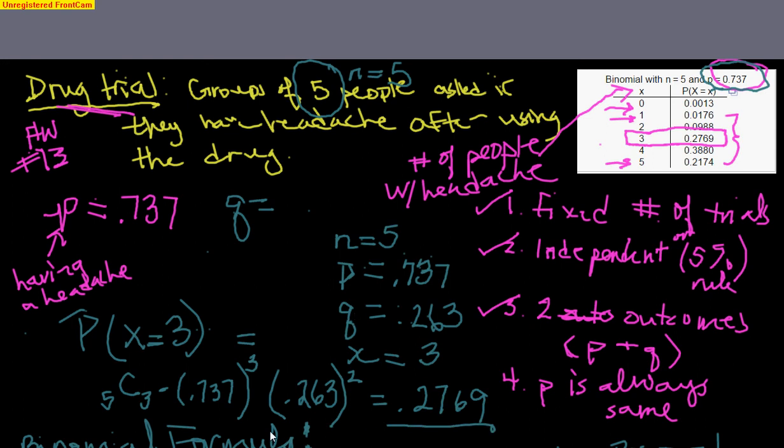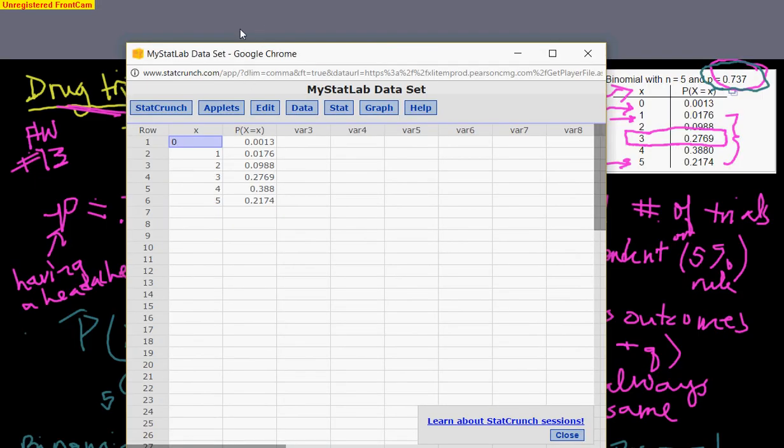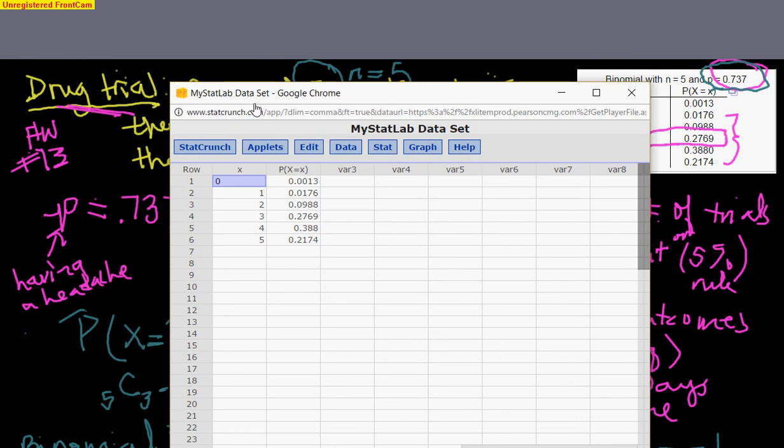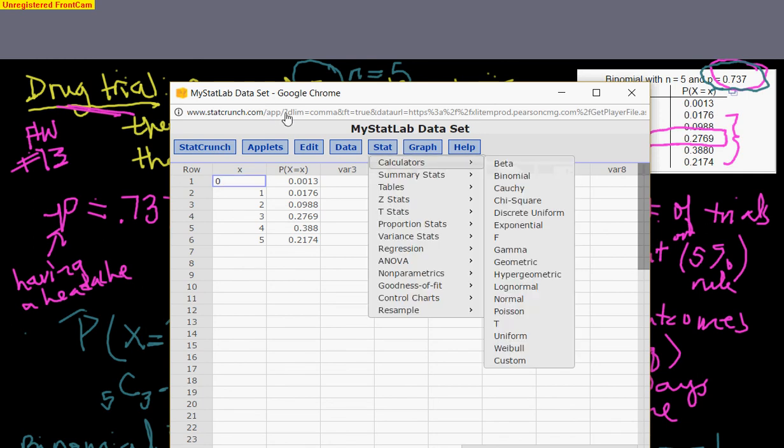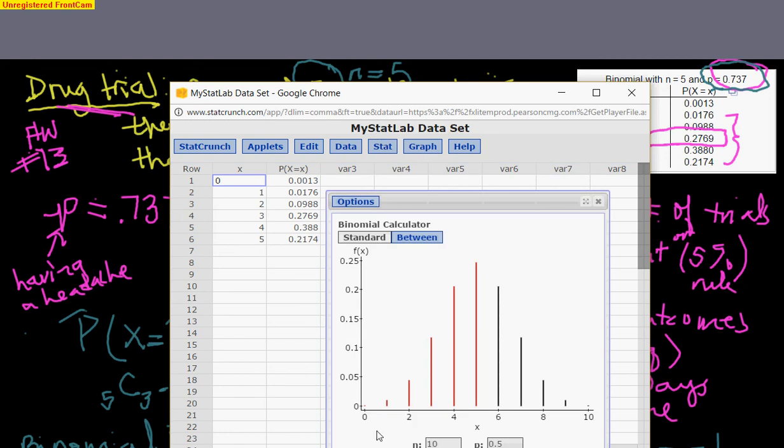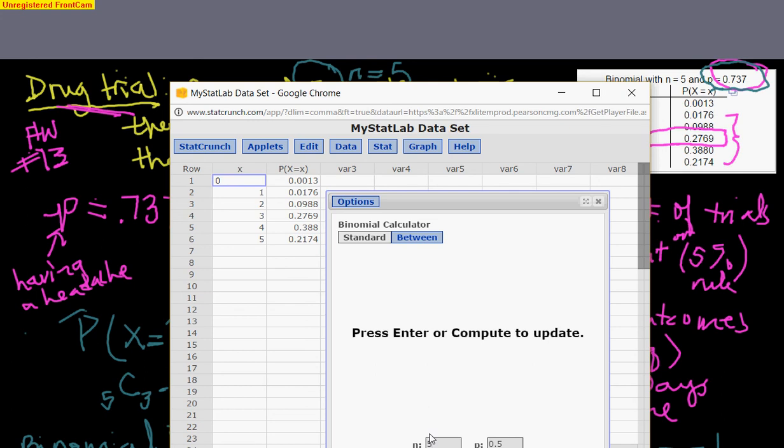Now, I do want to take just a second and show you how to do this with technology. If you get out your StatCrunch tips, you can put this data into StatCrunch, although you don't actually have to put it into StatCrunch. You can just open a StatCrunch tab. And if you recall, using the StatCrunch tips, you click on Stat, you open your calculator, and there is a binomial calculator that's right here for us. We put in the value of n, which in this case is a 5, and we put in the value of p, which in this case is 0.737.